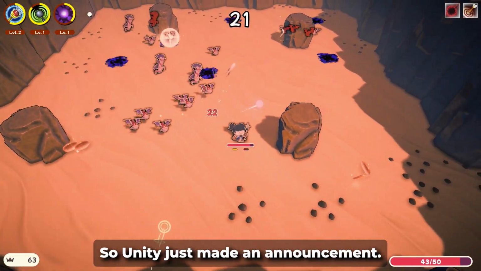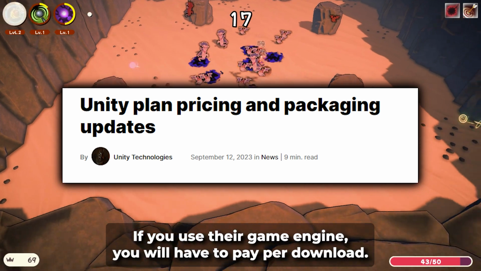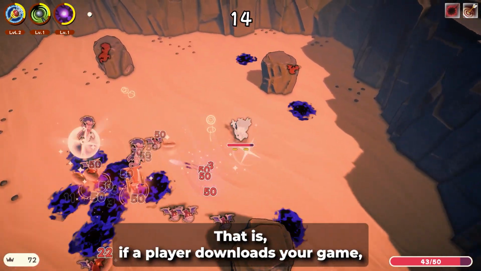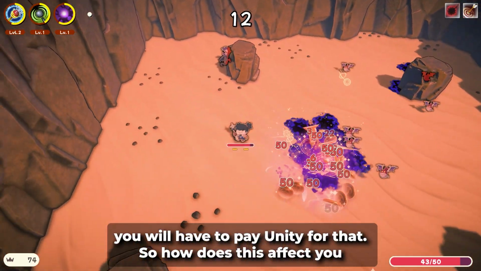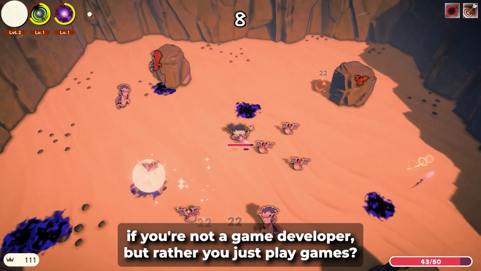So Unity just made an announcement. If you use their game engine, you will have to pay per download. That is, if a player downloads your game, you will have to pay Unity for that. So how does this affect you if you're not a game developer, but rather you just play games?